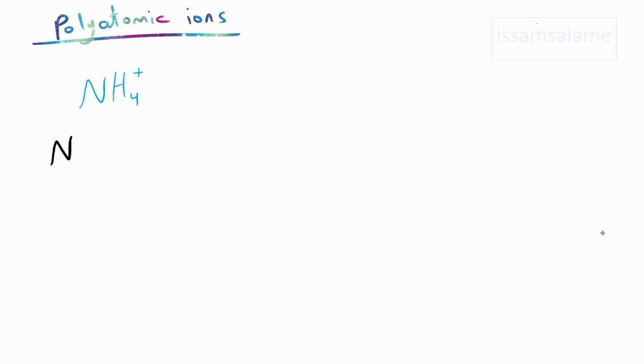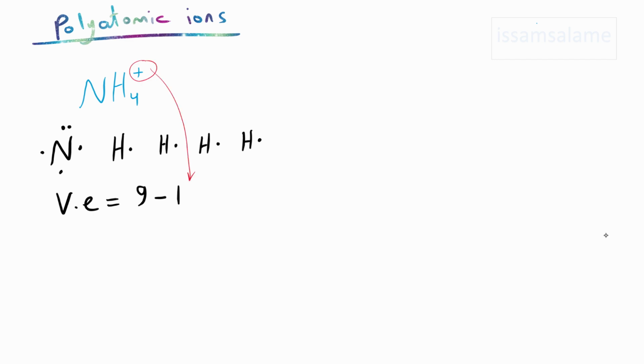We have to draw the Lewis structure for all the atoms. Here we have 1 nitrogen with 5 dots, 4 hydrogens each with 1 dot. Then we count the valence electrons. We have 9 valence electrons, but since it's a positive ion, we have to deduct 1 electron from the total, so we are going to have 8 valence electrons, not 9. Then we place nitrogen at the center with 4 hydrogens around it. We put the shared pairs of electrons between every 2 atoms.